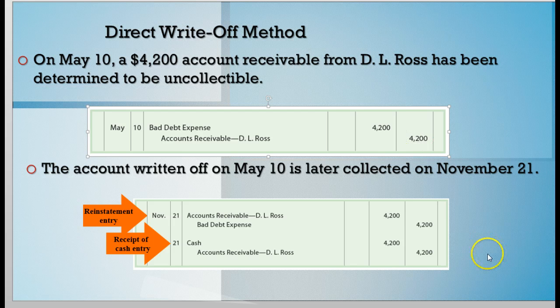On the 21st, it was collected, like 9 months later. So then I have to go and put it back in. And that's a real pain because I've got to keep track of this. So I have to put it into accounts receivable, take it out of the bad debts expense, and then do the cash and take it out of accounts receivable because I collected it. That's just kind of very complex.